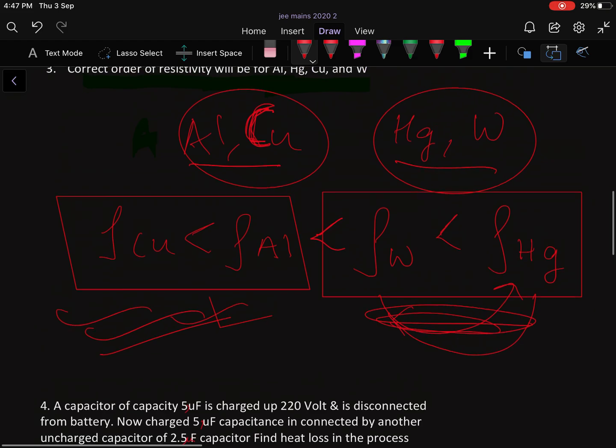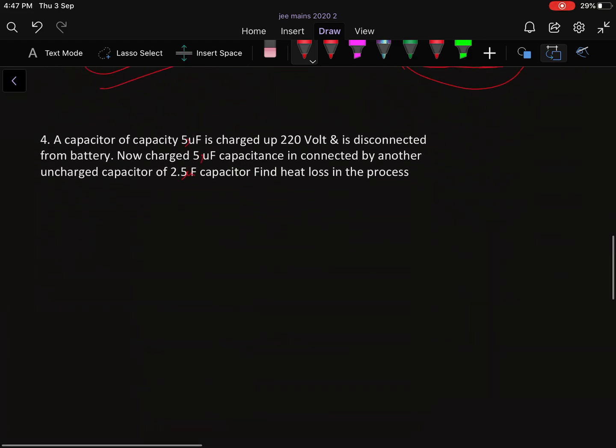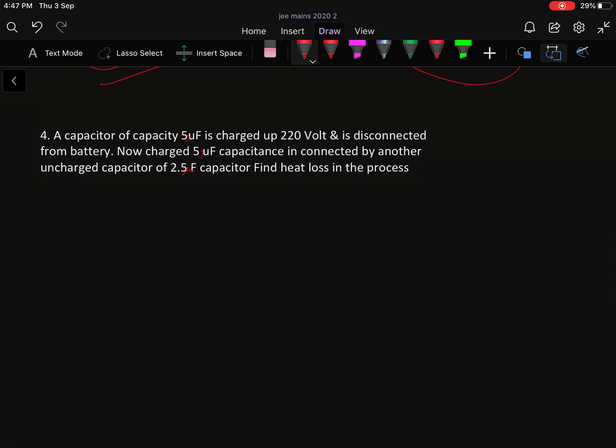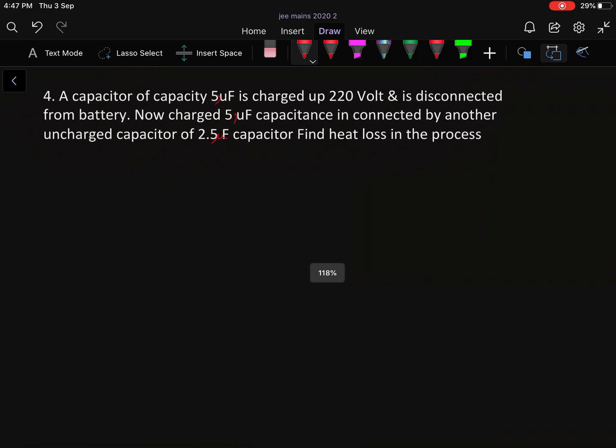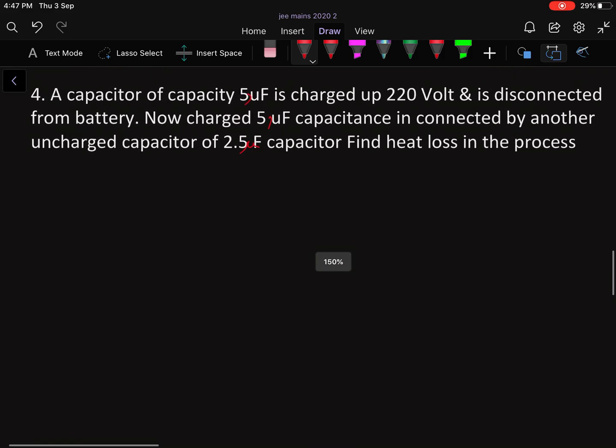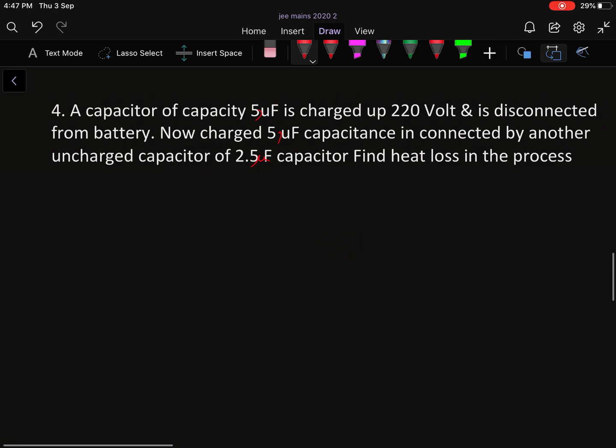Okay, now we are moving to the next question. Next question is from electricity and it is based on capacitors. So first, read the question.